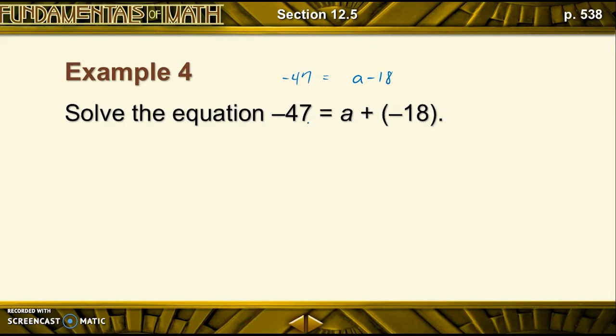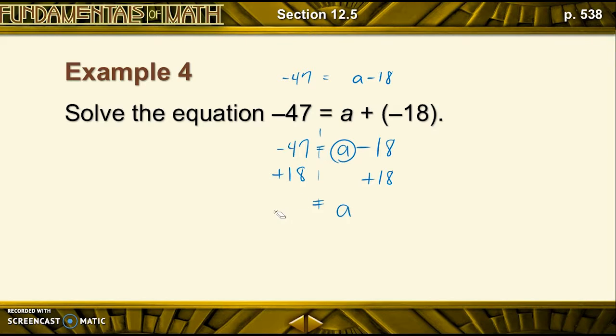So if I have negative 47 equals a minus 18, if I'm subtracting 18, the inverse of that is to add 18. So I'm going to go ahead and add 18 to both sides. Remember, when we have a negative plus a positive we have to subtract and keep the sign of the larger. So we have on one side a negative 18 and positive 18, or minus 18 plus 18 gives us 0.